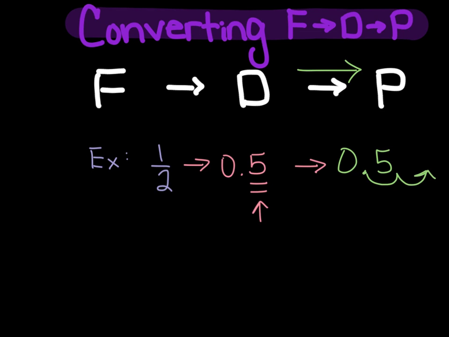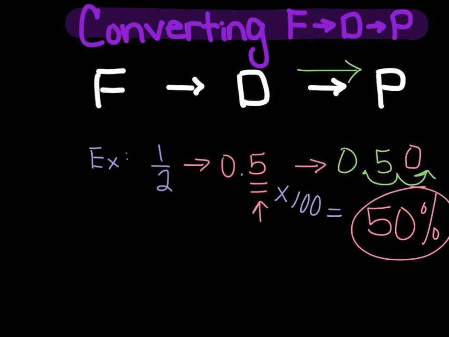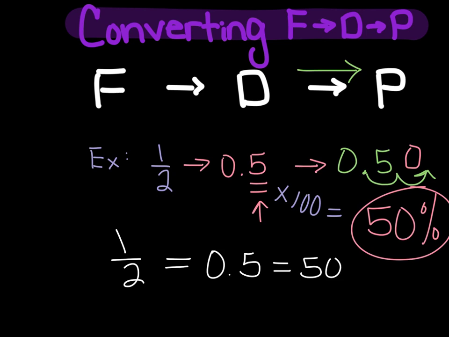Why twice? Well, because percents are out of 100. So moving our decimal twice is the same thing as taking 0.5 and multiplying it by 100, which in both cases should give us 50%. Okay? Now, it's important to understand that 1/2 is equivalent to 5/10, or 0.5 is equivalent to 50%.